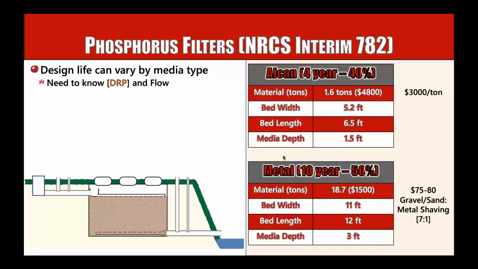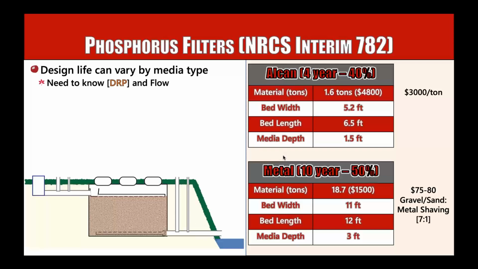One is called Alcan. That's an engineered media that's on the top graph here. What's interesting about it is it's very expensive. For 1.6 tons of that media, it cost almost $5,000. On the bottom table, in another phosphorus filter, we're using metal shavings that are mixed with sand or gravel. When we look at that material total, we get 18 tons or almost 19 tons, and it costs us $1,500. Now there's a trade-off in that the Alcan is more efficient.